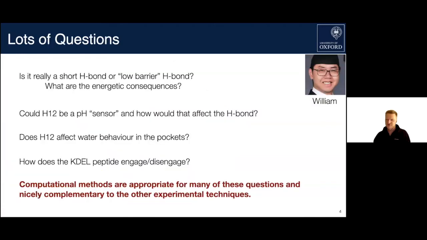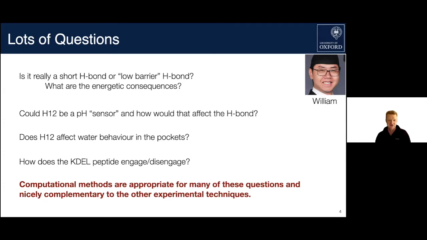There are lots of questions that came about from that initial crystal structure, and these are just some of them. There are many more that we're currently trying to address, but these are the ones I'll focus on today. If this really is a short hydrogen bond, is it what's sometimes known as a low barrier hydrogen bond, where the energy to move the proton between the two oxygens is very low, and that has a consequence that it should be expected to be quite a strong bond.